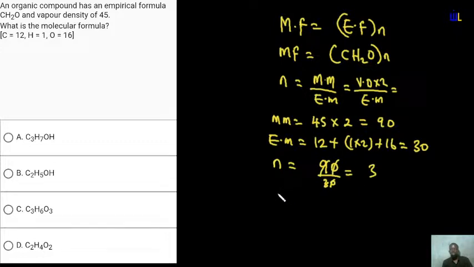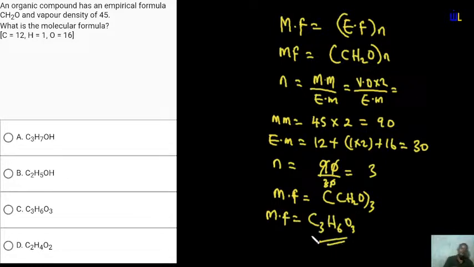So what do we do with this now? The molecular formula will be (CH2O) multiplied by 3, and that is going to be C3H6O3. And that's our answer. So that should be option C, basically. Quite simple to solve. I presume this is easily understood. Is there any confusion? Any question, any confusion so far?